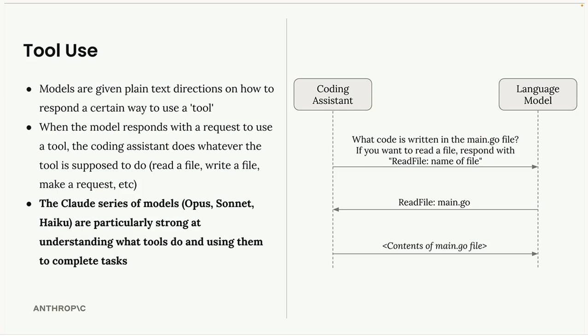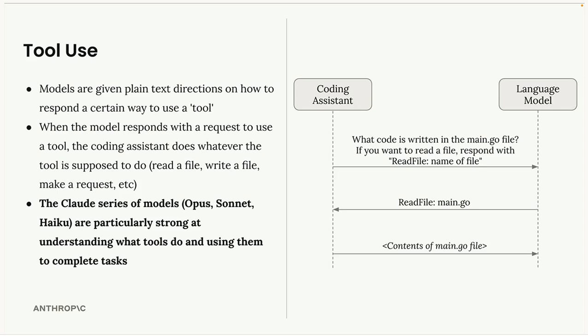So tools are used to give models extra capabilities. The model is responsible for responding in a very particular way, and then something like our coding assistant would be responsible for actually doing whatever was promised. So actually reading a file or writing a file or whatever else. Again, this is how every single language model out there works. They all work with this idea of tool use.